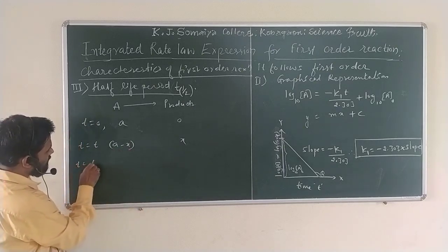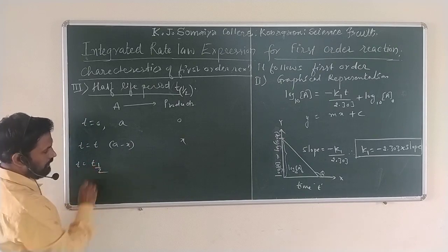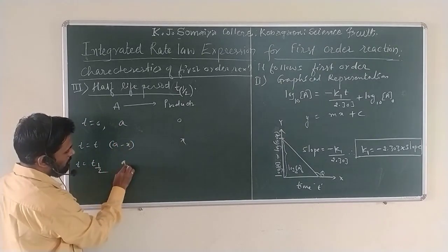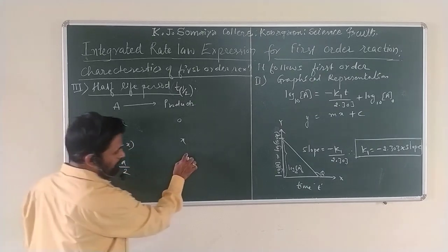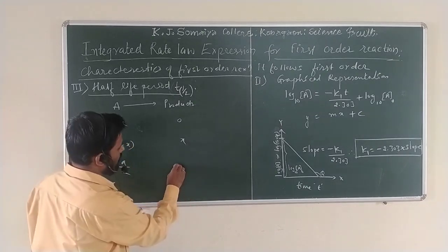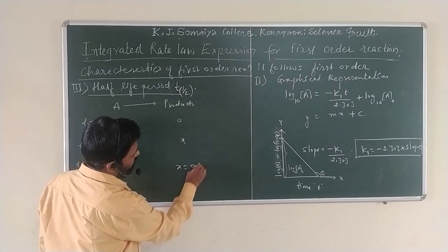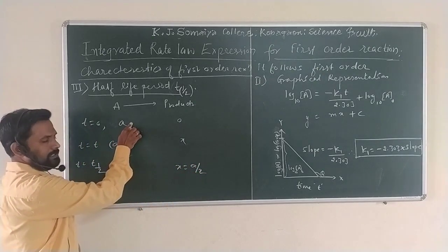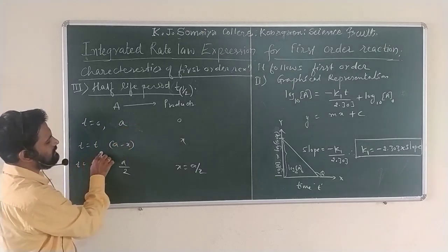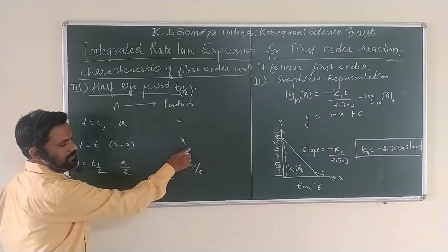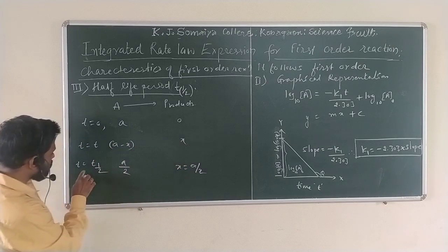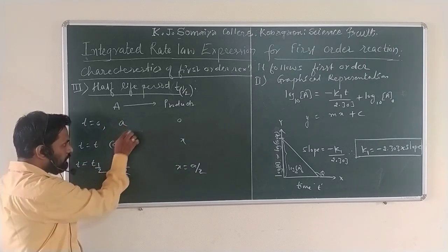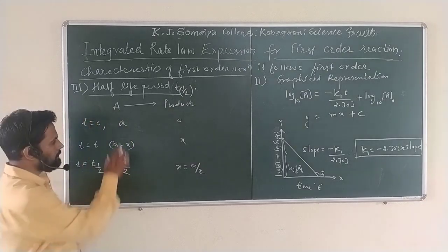When t equals T half, what will happen? The concentration becomes 50, so this will be A by 2. Now what is the product? The product is also 50, so therefore x equals A by 2. Are you getting my point? Here the initial concentration is A, let's consider 100 molecules. After time t, some products are formed, that is x. Here t equals T half, which means the concentration must be 50 percent of the initial concentration.